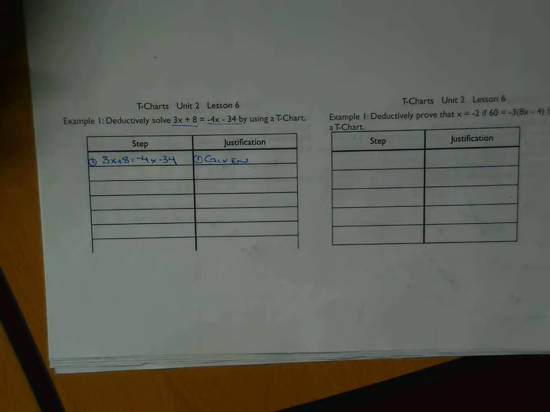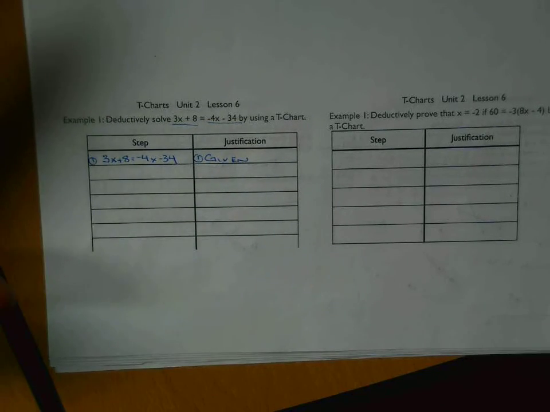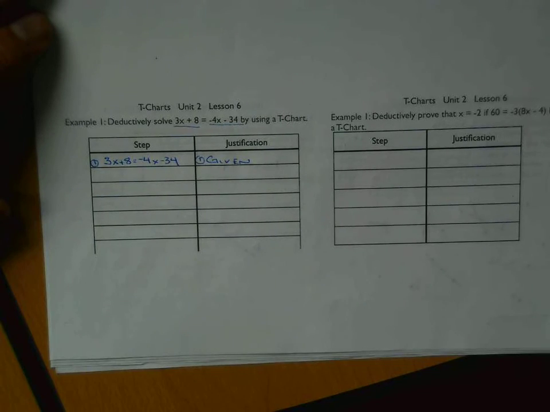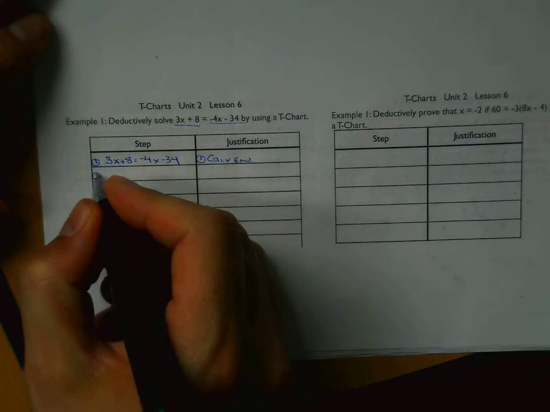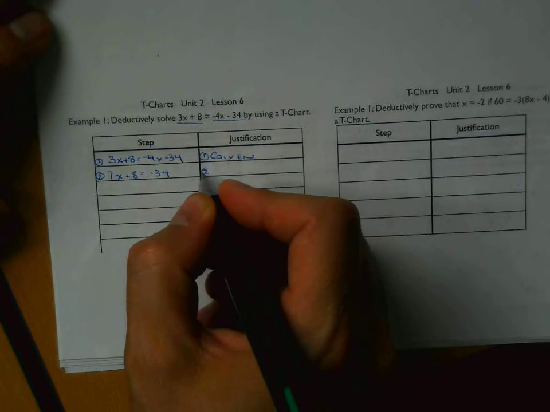Okay, now, as I'm going through this, we will just go step by step. Here, if I were just solving this normally, I would probably add 4x to both sides. And when I do that, I would have 7x plus 8 equals negative 34. Now we do have a justification for this.